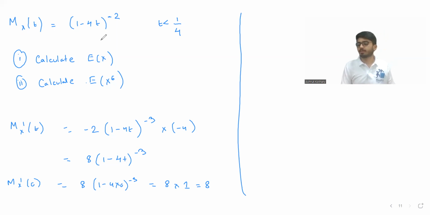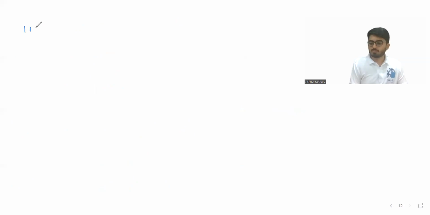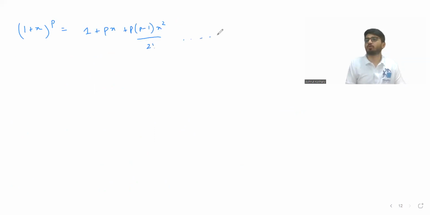this is nothing but an expansion of a negative binomial term, again something we covered in the prerequisite classes. So my MGF can be expressed as: the first term is going to be 1. The next term will be 8t. How 8t? If we take a look at the expansion of 1 plus x to the power p, it is 1 plus px plus p into p minus 1 x square by 2 factorial, and so on.